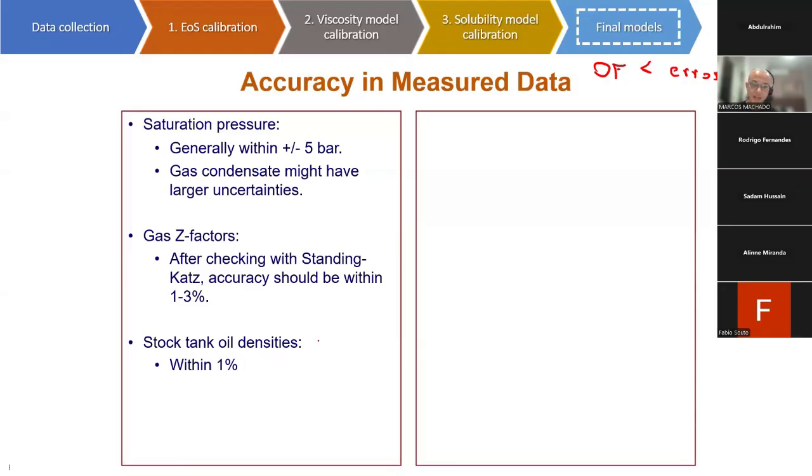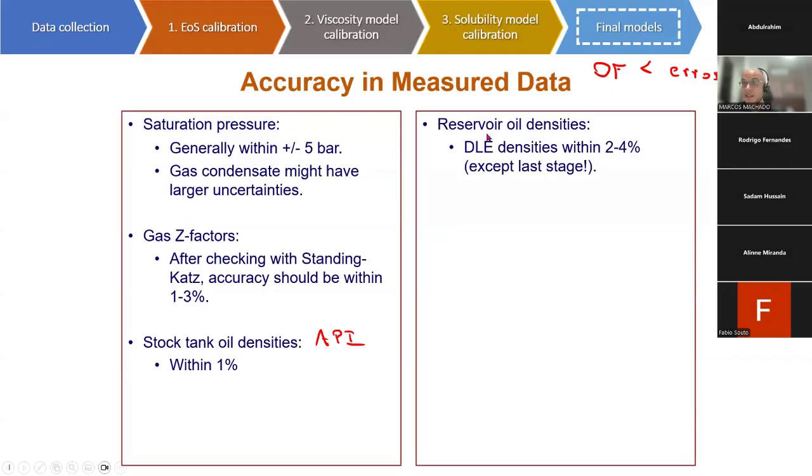In other words, API, 1%. Okay, well, API is very accurate, very easy to know, it's very accurate to measure API. So you need to calibrate API in a very accurate way.